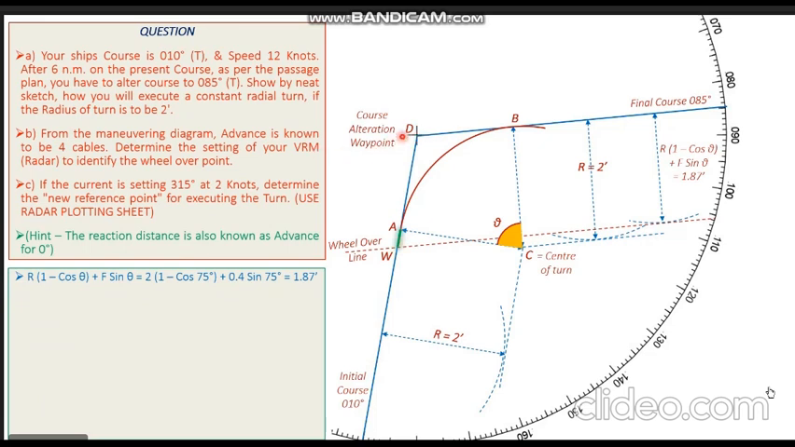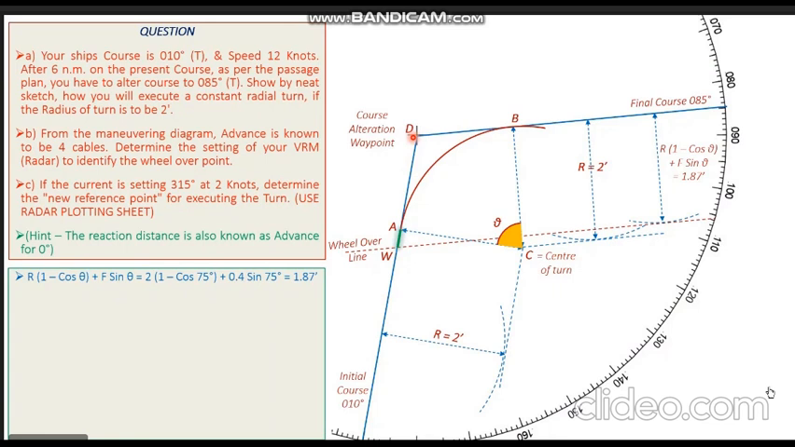So the VRM is going to touch the final course line. In some cases, you may need to extend the course line backwards. Now, as soon as the VRM touches the final course line, you know it is time to put the wheel over and commence the alteration.